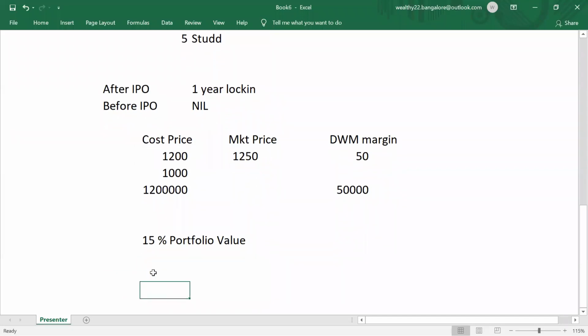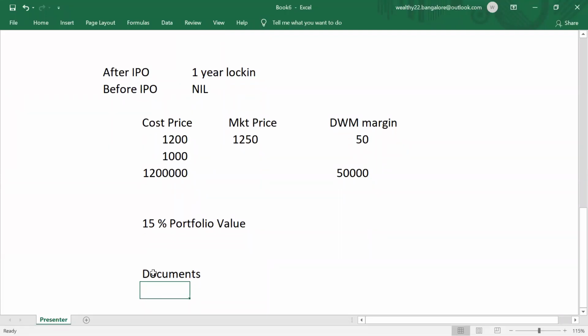One more point which I missed out: what are the documentation requirements? Just a quick question: this is for buying, and will there be a margin for selling too? At present, since we don't take the shares into our demat account, there is no selling option with Wealthy right now. The only option after the client buys is to exit after the IPO.